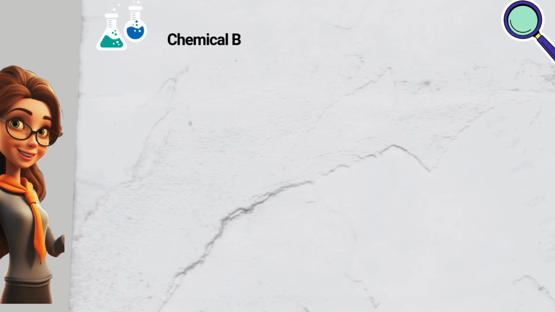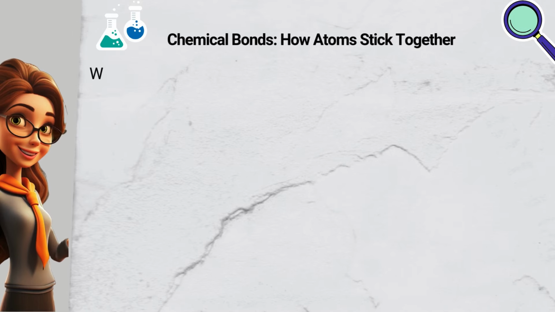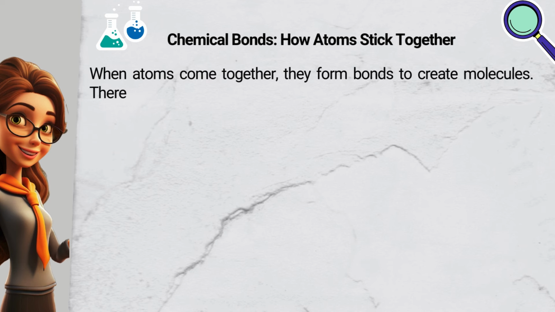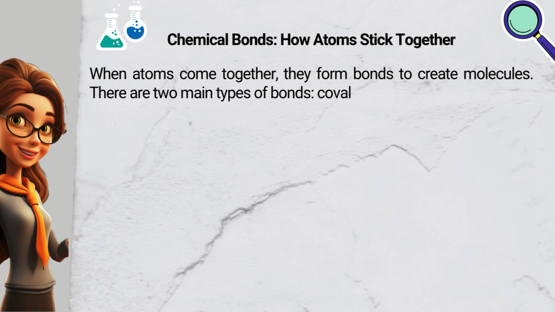Chemical bonds, how atoms stick together. When atoms come together, they form bonds to create molecules. There are two main types of bonds, covalent bonds and ionic bonds.